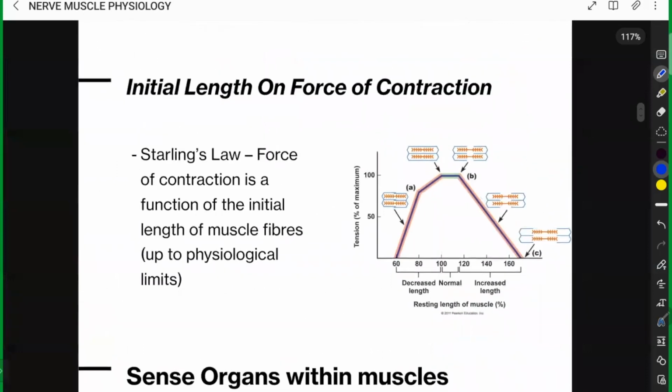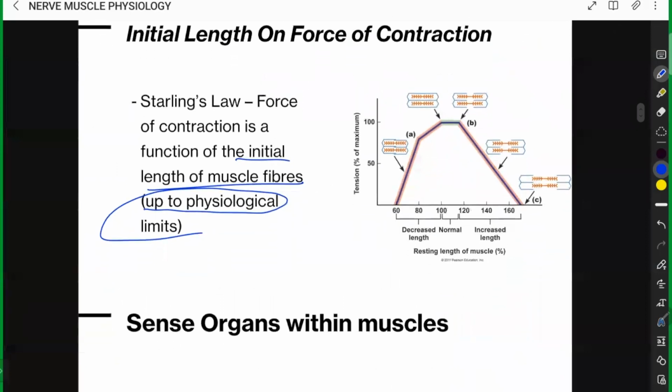So this is what Starling's law tells. The force of contraction is a function of the initial length of muscle fibers only up to physiological limits. When it exceeds the physiological limit, again the force of contraction reduces, and when it is decreased below that, the muscle is also going to be relaxed. That is what you're going to see here.